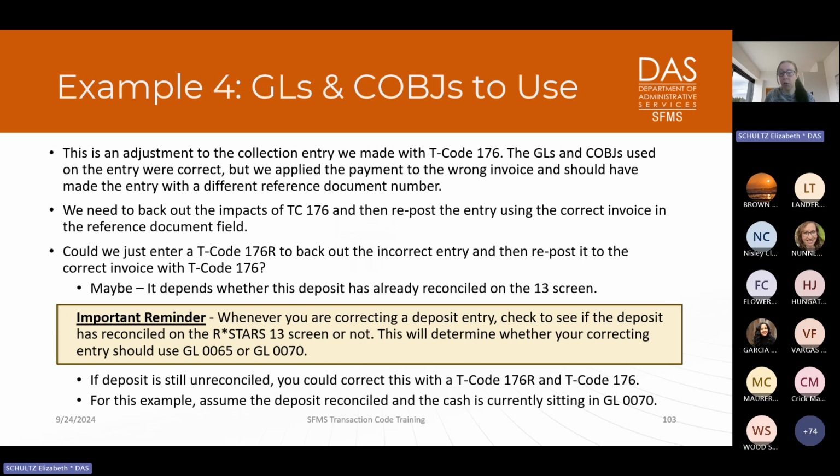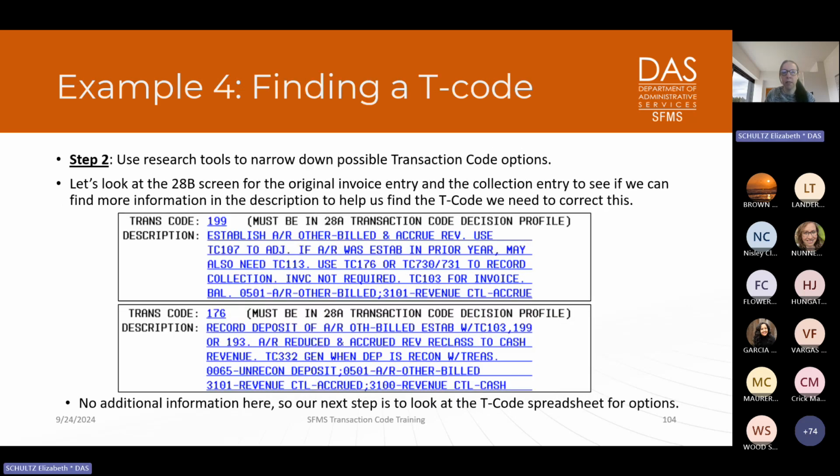We already had the T-code 332 entry generate. So the cash is currently sitting in GL 0070. So we want to do a correction that's going to hit that GL instead of 0065. So let's take a look at that. We're going to research our tools to narrow down some T-code options.